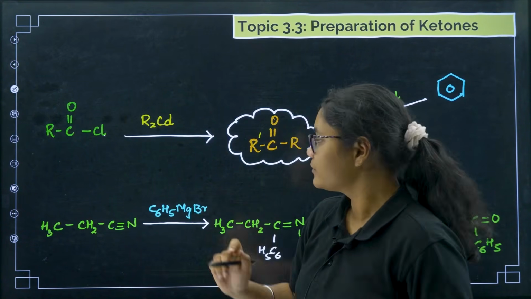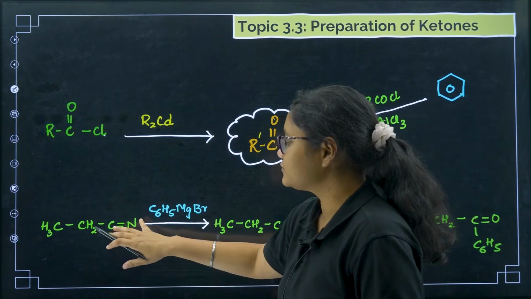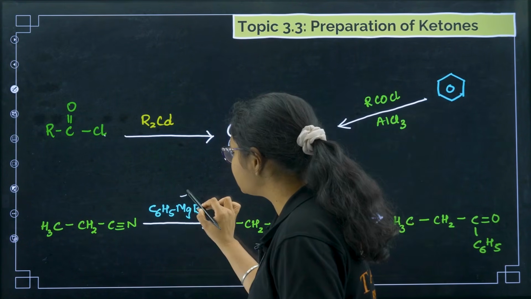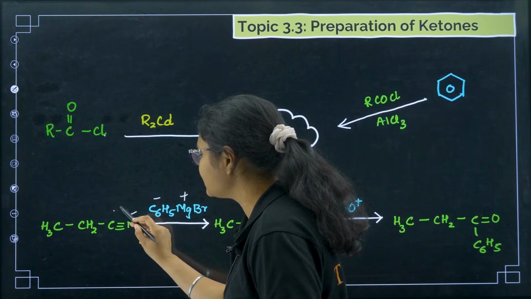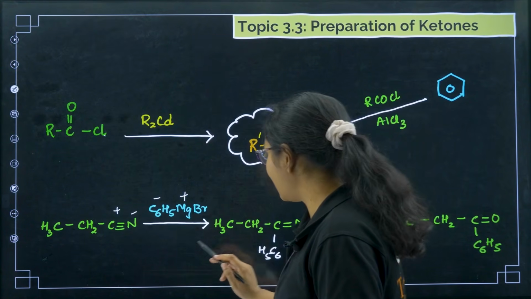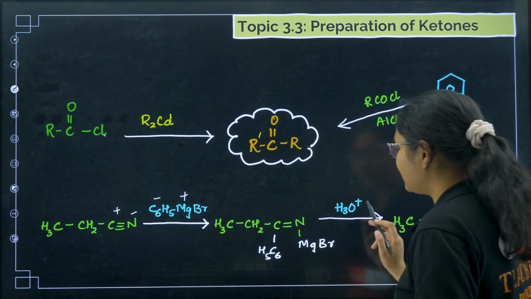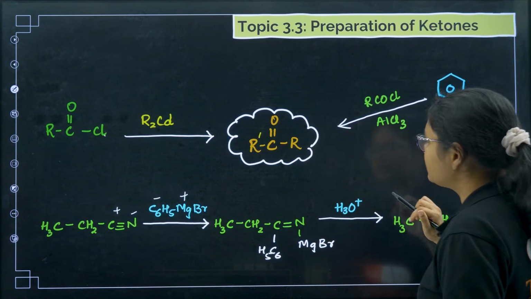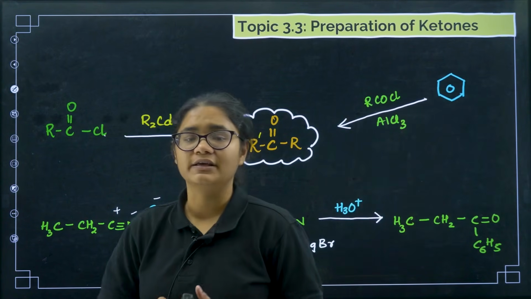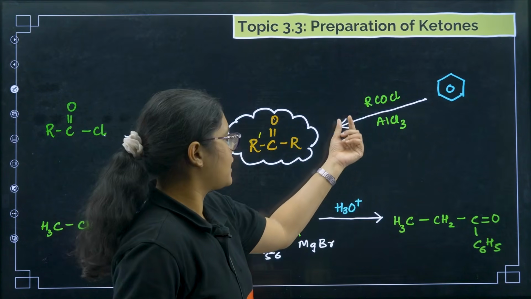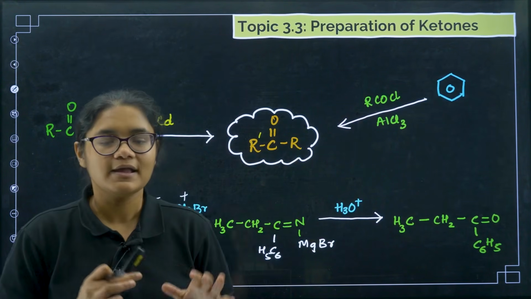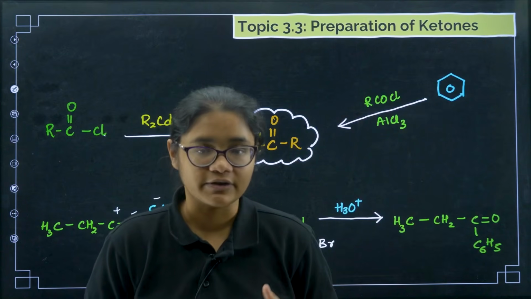Then coming to nitriles, if you have nitriles, you have to treat them with Grignard reagent. This is plus, this is minus, this is minus, this is plus. So plus will take minus and this has happened. Then you do hydrolysis and you will get the ketone group. The next one is nothing but Friedel-Crafts acylation. If you take RCOCl and AlCl3, you will get RCOR. That is the preparation methods of ketones.